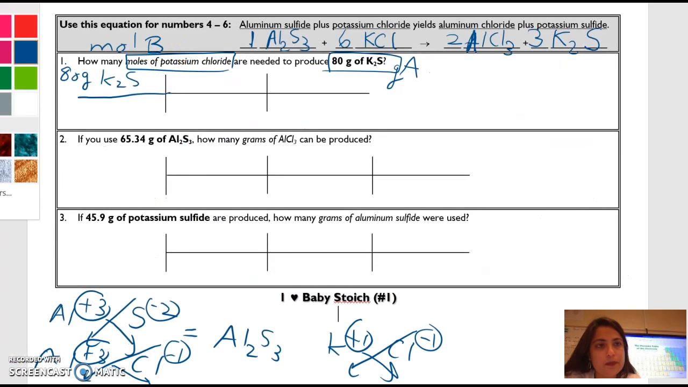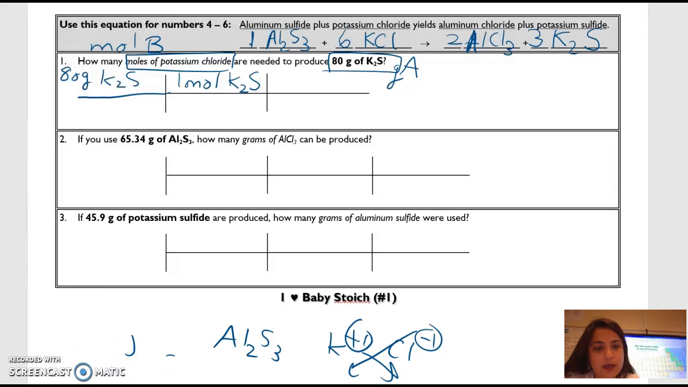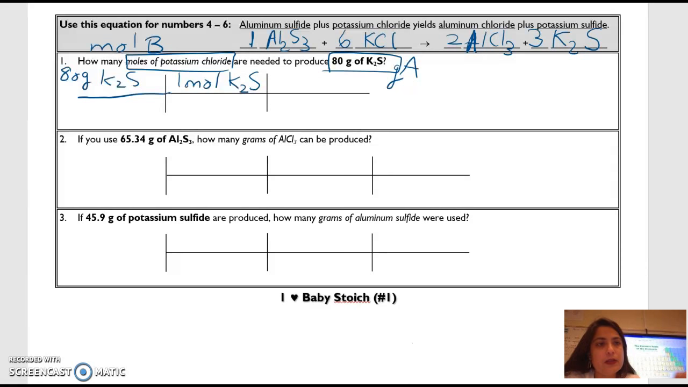1 mole of A, right? That's where we started, okay? And then molar mass of potassium sulfide. So those who still don't know how to do molar mass, here's another learning opportunity for you. Let's go ahead and do that. How many potassium do we have in K2? We have 2, so we're going to put 2, and sulfur 1.